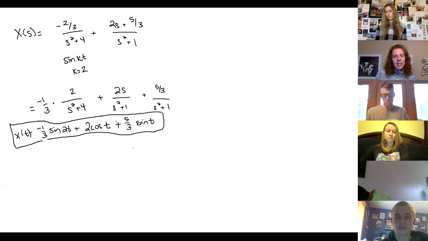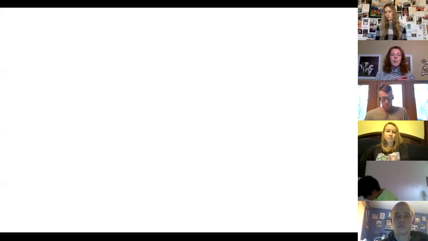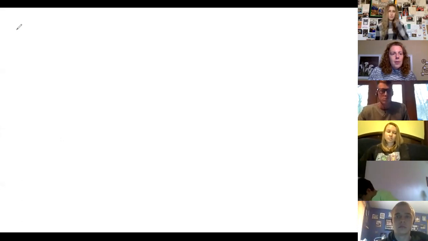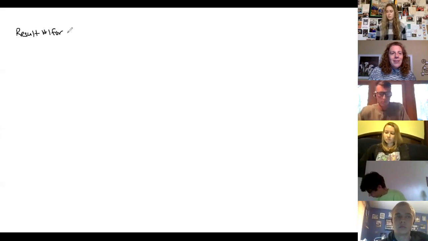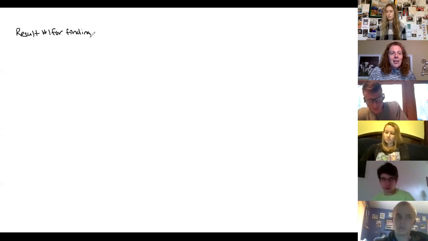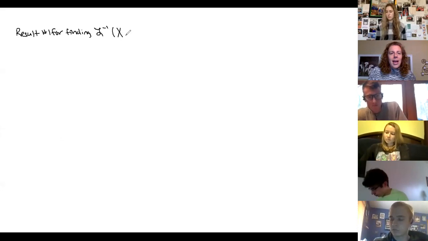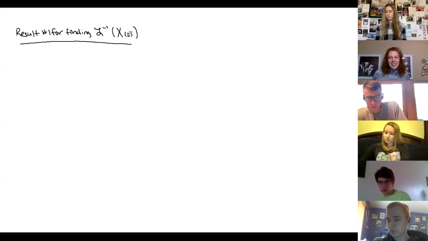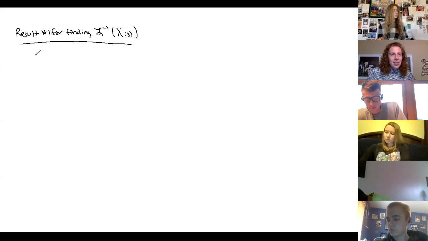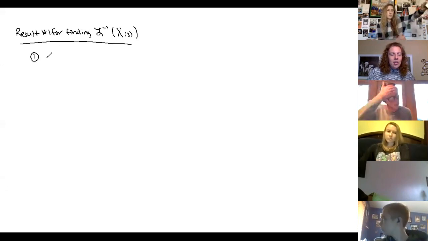So once again, this result is intended to make it easier for us to find an inverse transform. And we're gonna get a bunch of these results as we keep going throughout the chapter. Here's the first one. Result, I'm never gonna remember what number we're on, but that's okay. So result number 1 for finding the inverse Laplace transform of capital X of S. You can label these, you can help me remember what number we're on because like I said, I'm not going to remember.